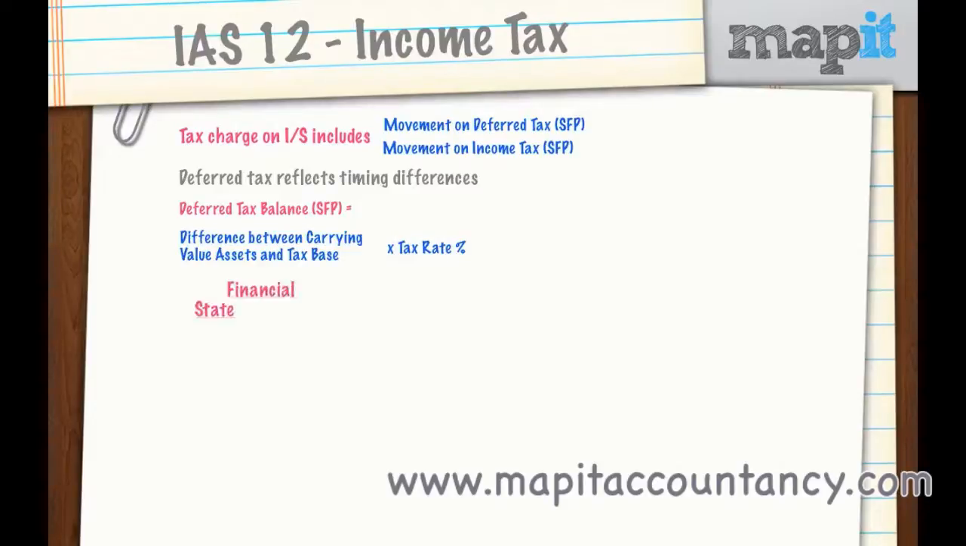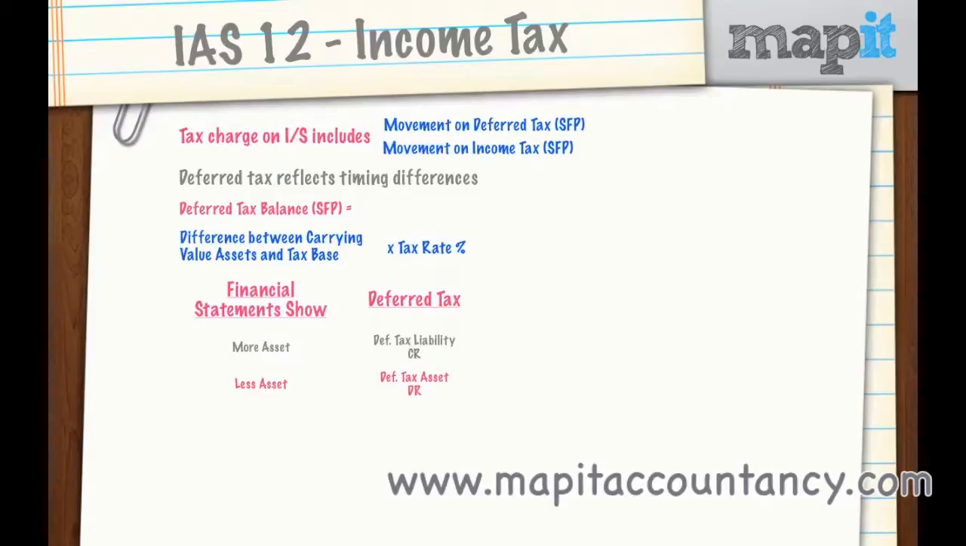So how do we interpret this? Well, we'll have to have a comparison between that carrying value of our assets and the tax base. If our financial statements show more asset, so we've got a higher value for our carrying value of our assets compared to the tax base, then that will create a deferred tax liability, a credit balance on our statement of financial position. If it showed less asset on our financial statements, well then that would create a deferred tax asset.